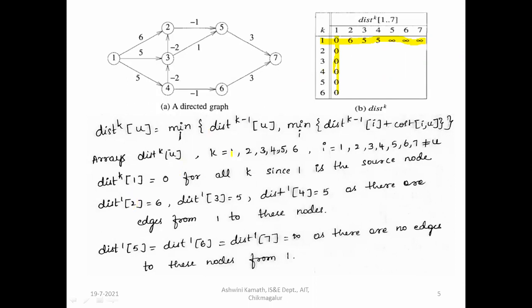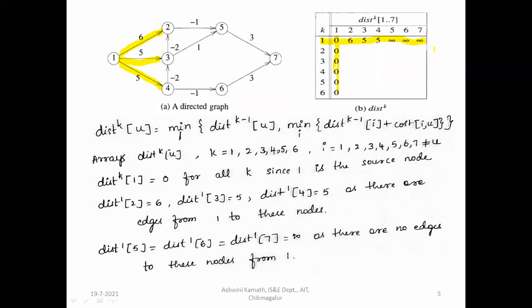Now let us check the direct edges from 1 to 2, 1 to 3, 1 to 4, 1 to 5, 1 to 6 and 1 to 7. So 1 to 2 is 6. You can see the graph. 1 to 2 is 6. 1 to 3 is equal to 5. 1 to 4 is equal to 5. So that is also 5. And for the remaining 3 vertices, we don't have direct edges. So it will be infinity.